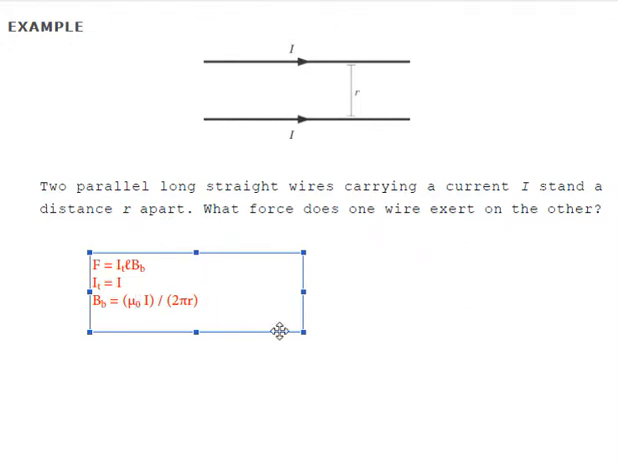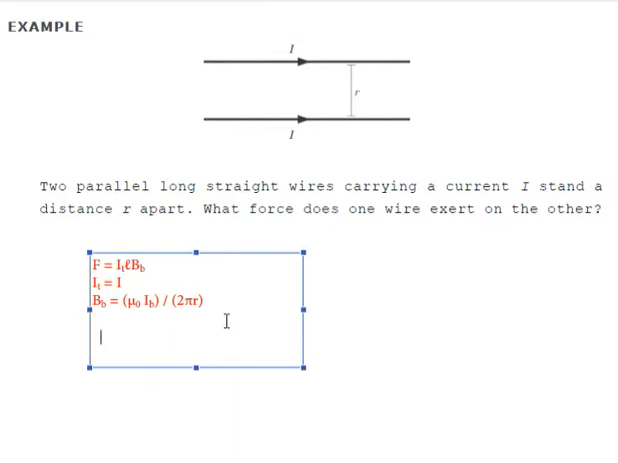Alright, so mu naught I over 2 pi r. And let's go through here. So mu naught as a constant, we can't really do anything with that. This I is the current running through the bottom wire, but we know that it's the same thing. They both have current I. 2 pi are numbers, can't do anything there. R, so the spot where we care about the magnetic field generated by this wire is actually a distance r away from it. So we don't have to worry about changing r, that's already what we want.